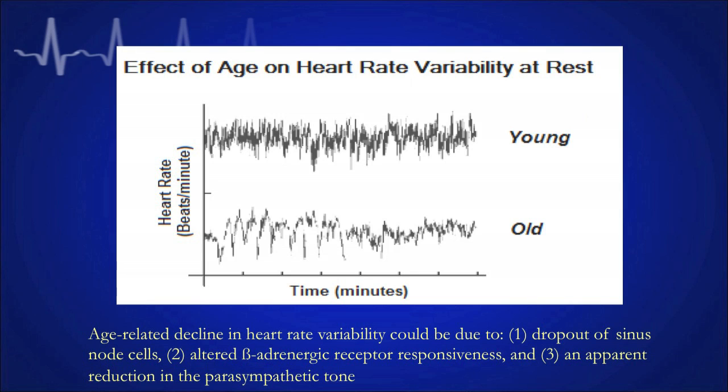So if you compare that with younger individuals compared to older individuals, you can see that the complexity or the heart rate variability actually goes down as people get older. Now this is multifactorial. Some of the reasons are that there is dropout of sinus node cells, you have altered beta adrenergic receptor responsiveness, and an apparent reduction in the parasympathetic tone. So there are many reasons why this can happen.